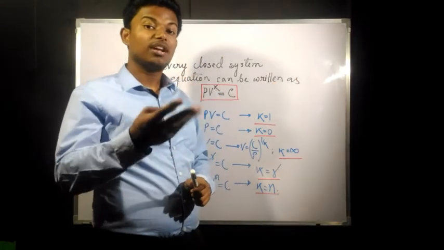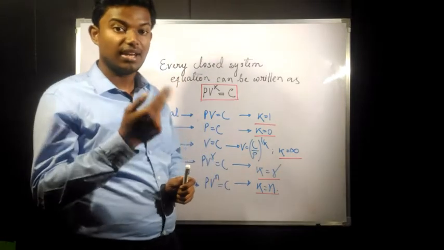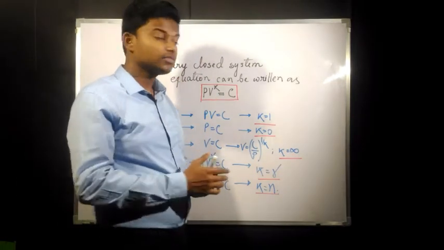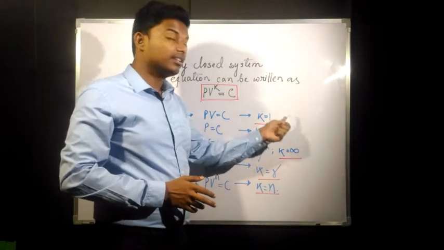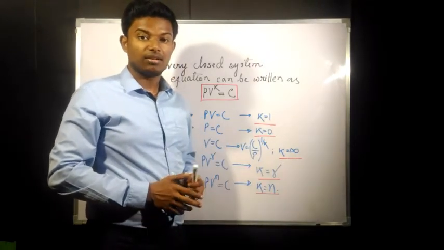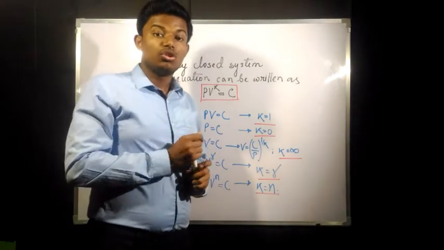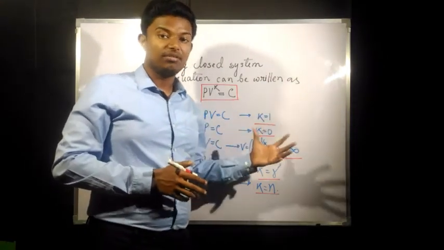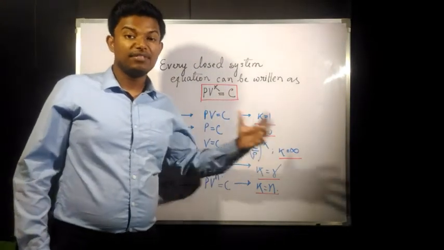Suppose there are three processes: isothermal, adiabatic and polytropic. Now if we plot them in a PV diagram, how are they going to look with respect to each other? Which is going to be more curved? To know the behavior of these curves, we need to find the value of k so that we can plot it in a PV diagram.